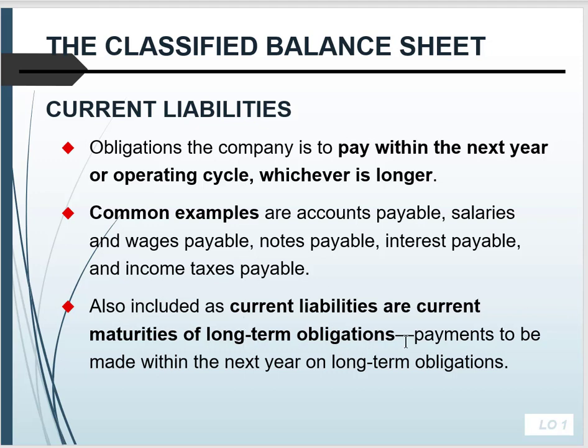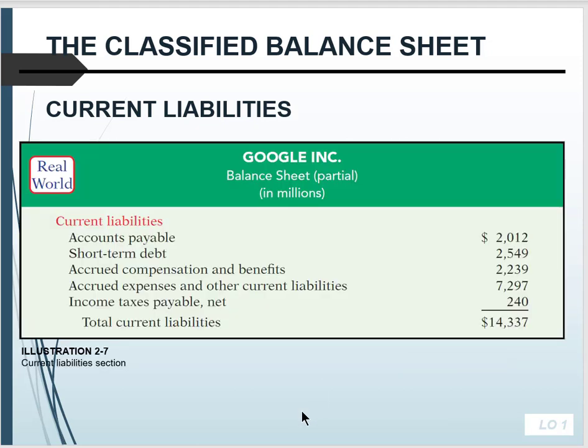There are also some other kinds of things here. Say we borrow money for 5 years. Every year, 1/5 of that loan comes due. So the current liabilities also include current maturities of long-term obligations. And again, here we can see a listing of current liabilities. Again, this is for Google.